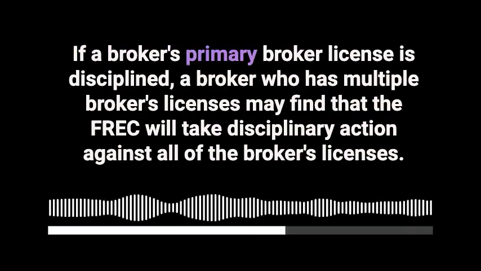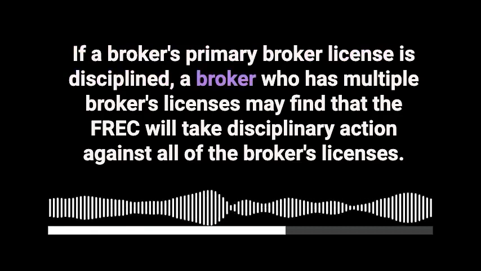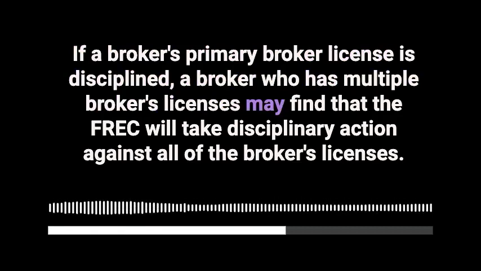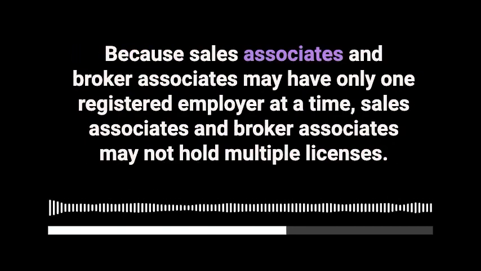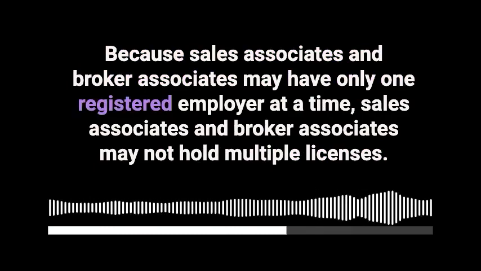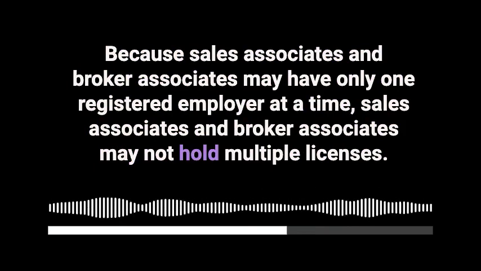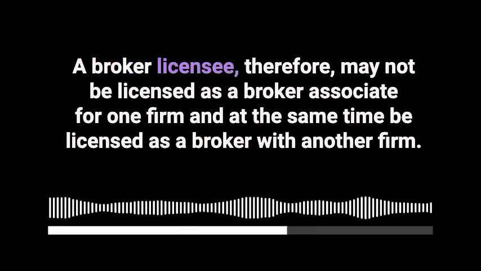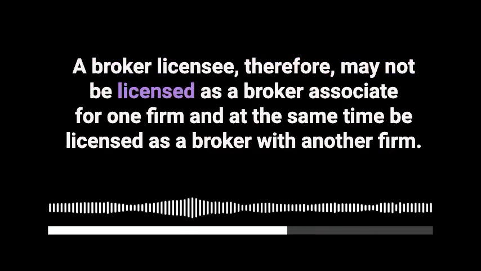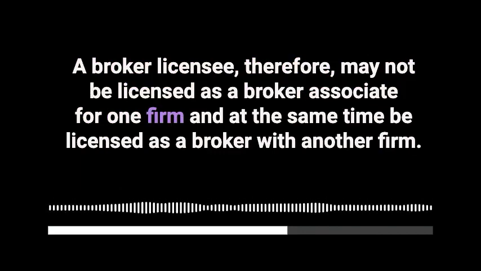If a broker's primary broker license is disciplined, a broker who has multiple brokers' licenses may find that the FREC will take disciplinary action against all of the broker's licenses. Because sales associates and broker associates may have only one registered employer at a time, sales associates and broker associates may not hold multiple licenses. A broker licensee, therefore, may not be licensed as a broker associate for one firm and at the same time be licensed as a broker with another firm.